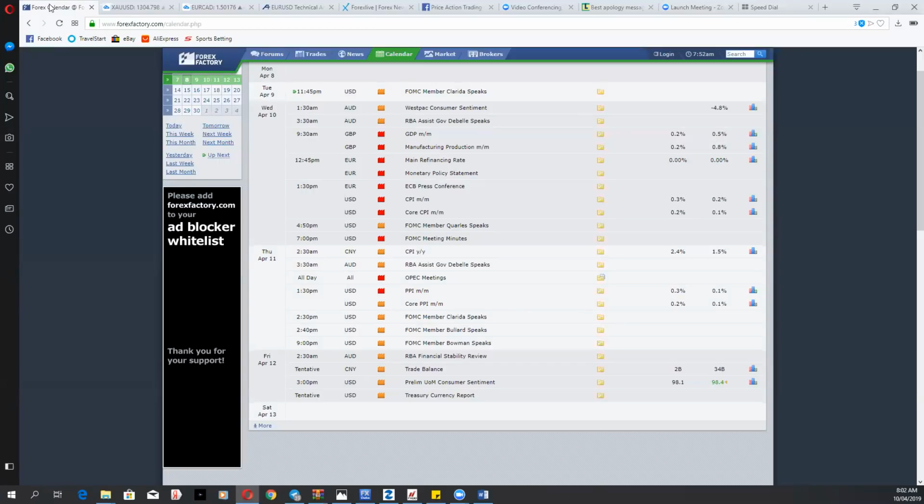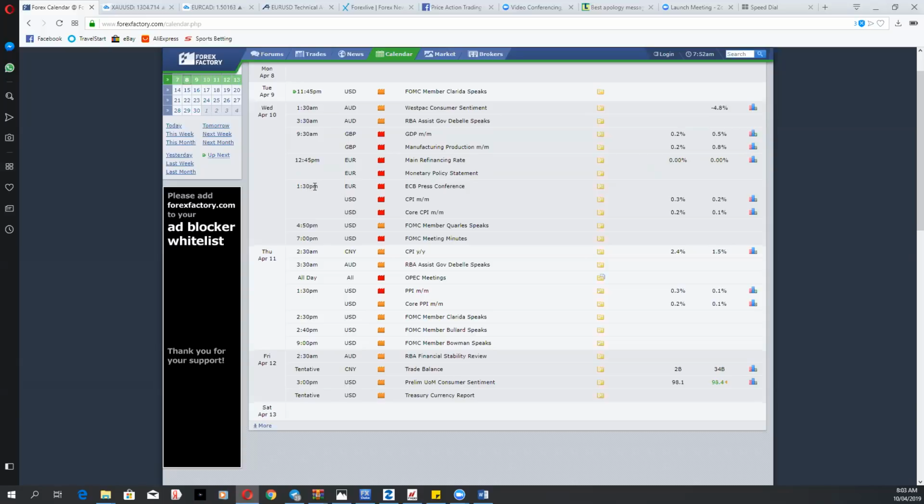Our calendar for today is going to be a very beautiful day, in the sense that it's going to be a fireworks Wednesday. We have the British pound fundamental by 9:30 local time, with Manufacturing PMI following immediately after that. By 12:45, we have the Euro main refinancing rate.